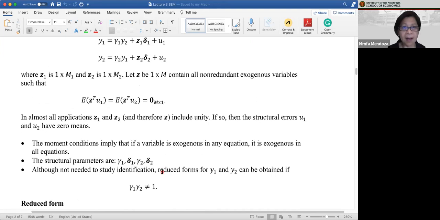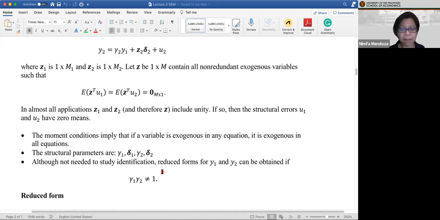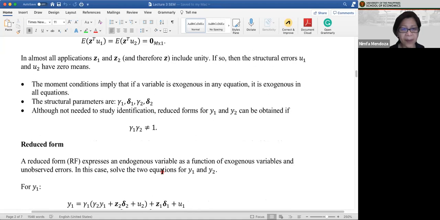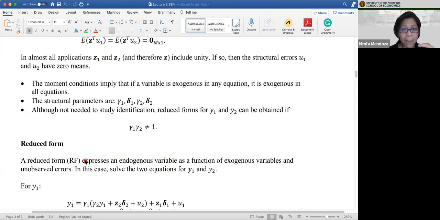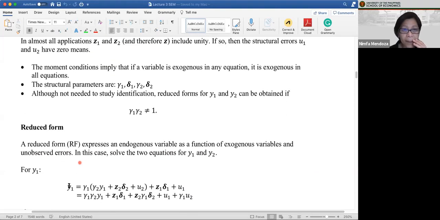Let's go through the reduced form. A reduced form expresses an endogenous variable as a function of exogenous variables and unobserved errors. So at the left-hand side, you have an endogenous variable. Here you would have y sub 1 on the left-hand side. For the first equation, y sub 1 is an endogenous variable. And on the right-hand side, we should just have purely exogenous variables and the unobserved errors.